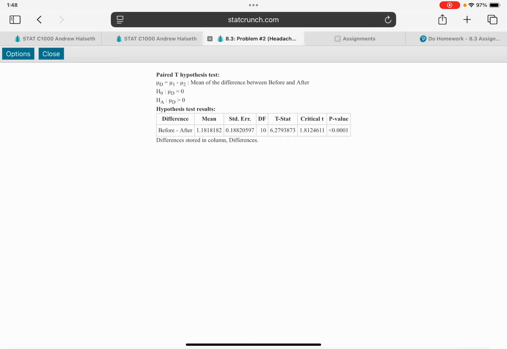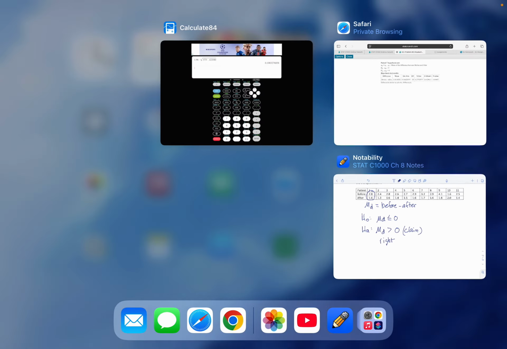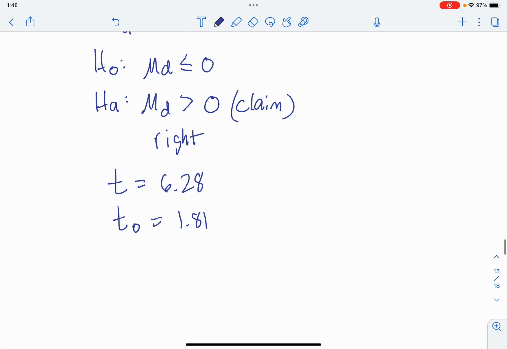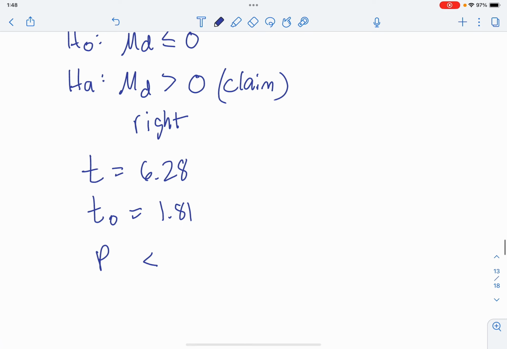All right. So again, we have a super small p-value. I'll go to critical value, t-stat, and I'll go jot all that down. Okay, so from StatCrunch, I got t is 6.28, t sub 0, 1.81 about, and then p, super small.